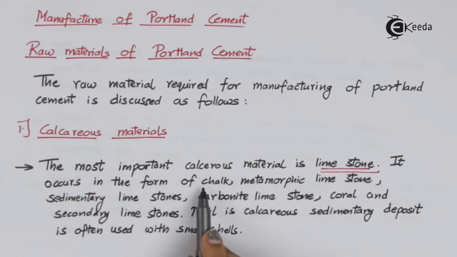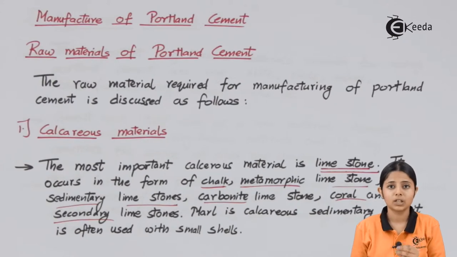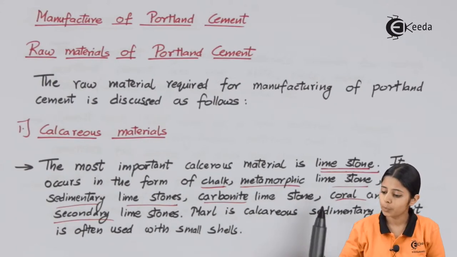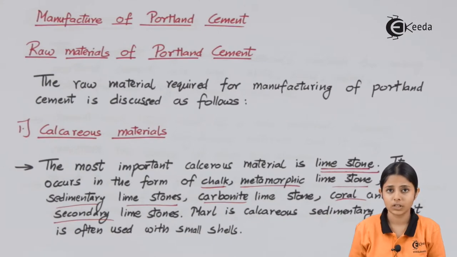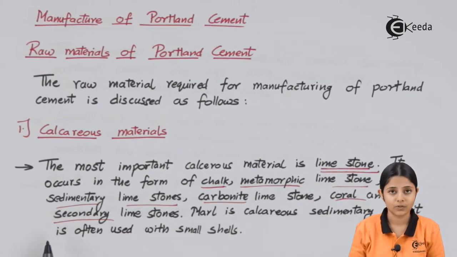It occurs in the form of chalk, metamorphic limestone, sedimentary limestone, carbonate limestone, coral and secondary limestones. There are different kinds of limestones available, and different types of limestones have different kinds of properties. Of course, all of them are limestones, so they will have similar physical and chemical properties, but they will differ in the physical properties to some extent.